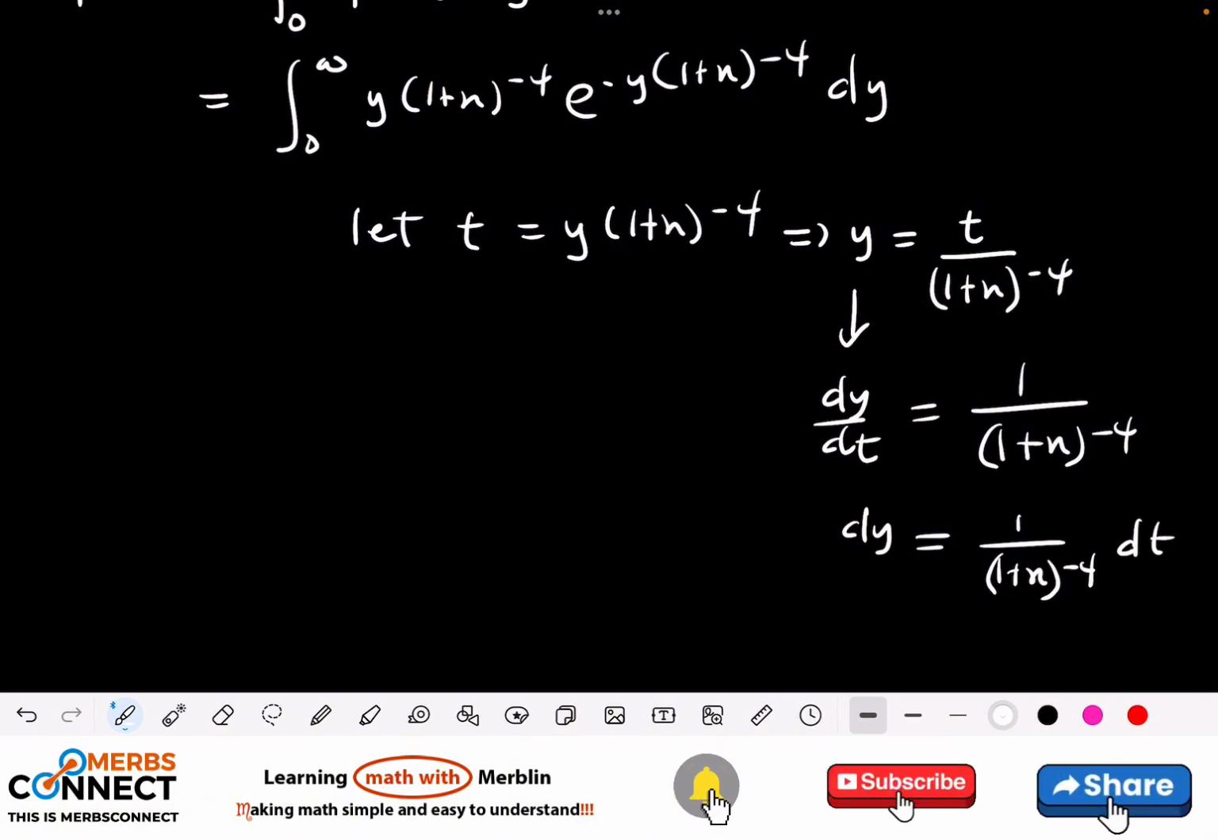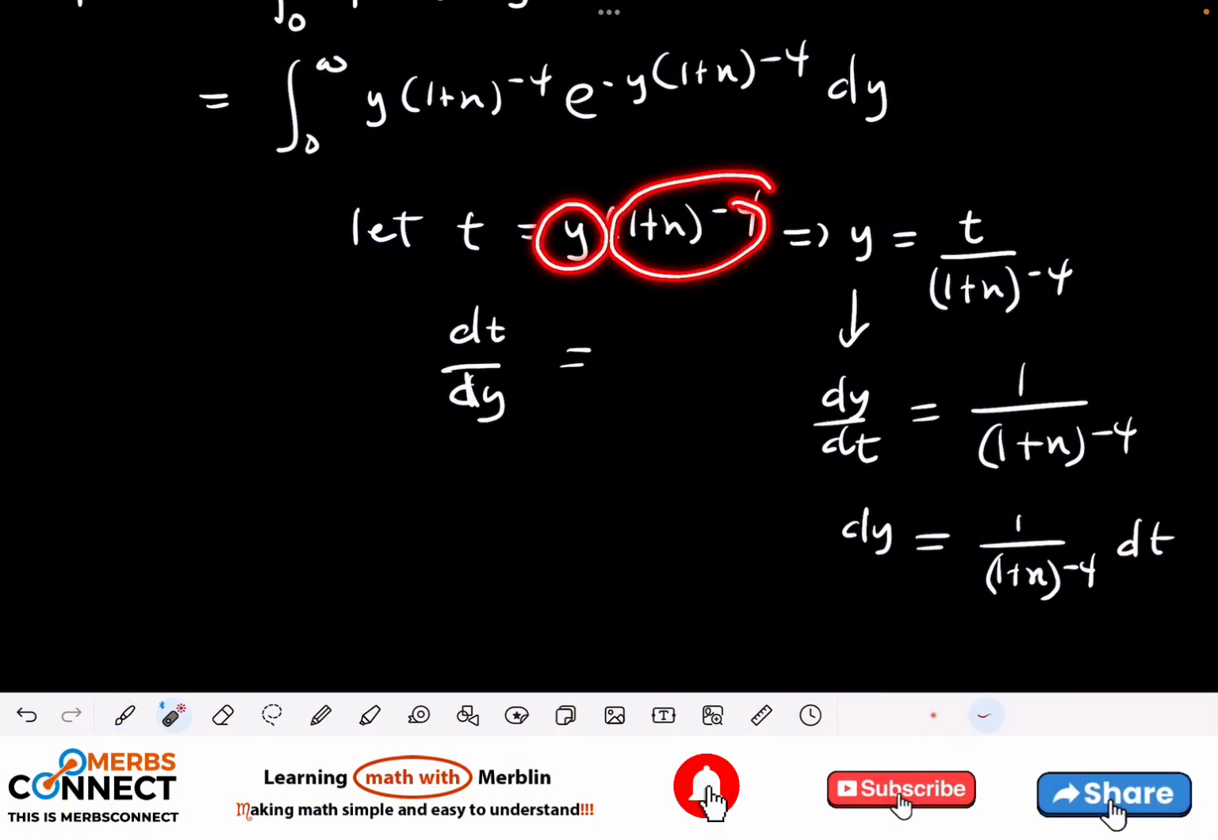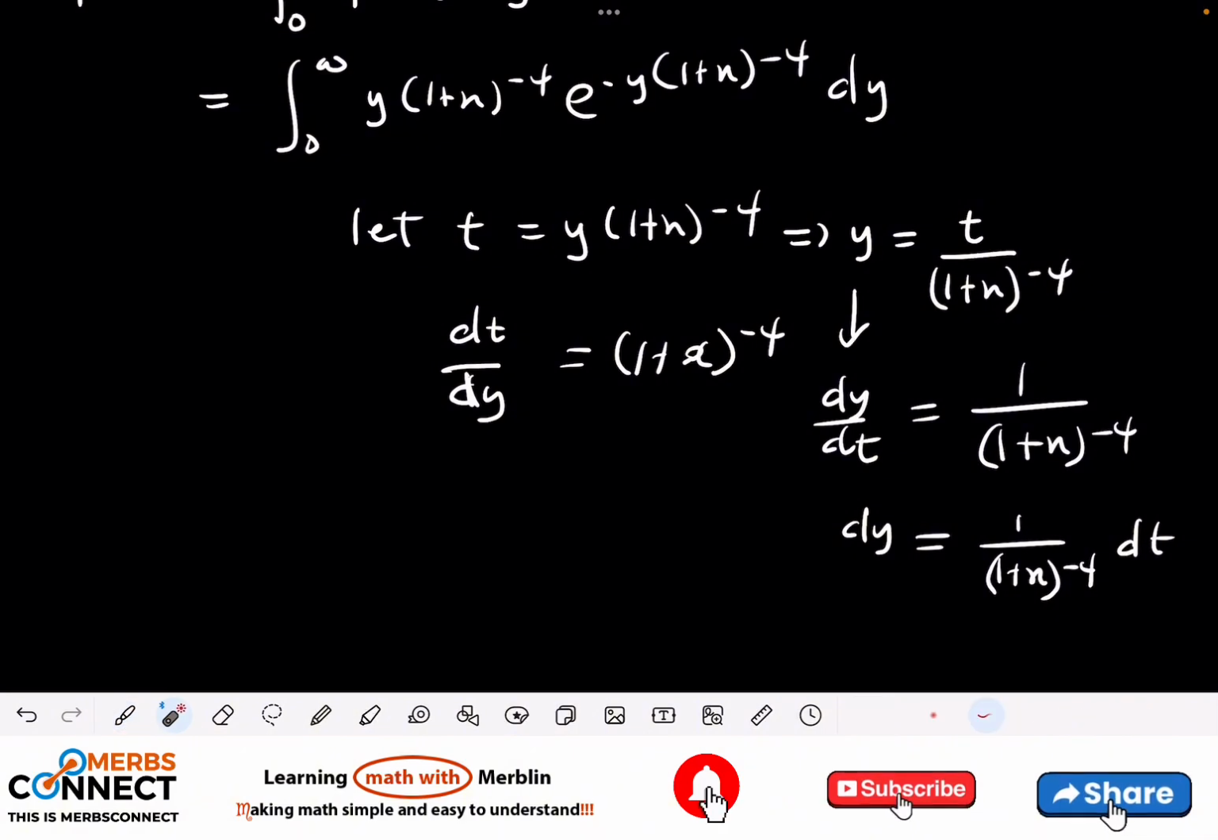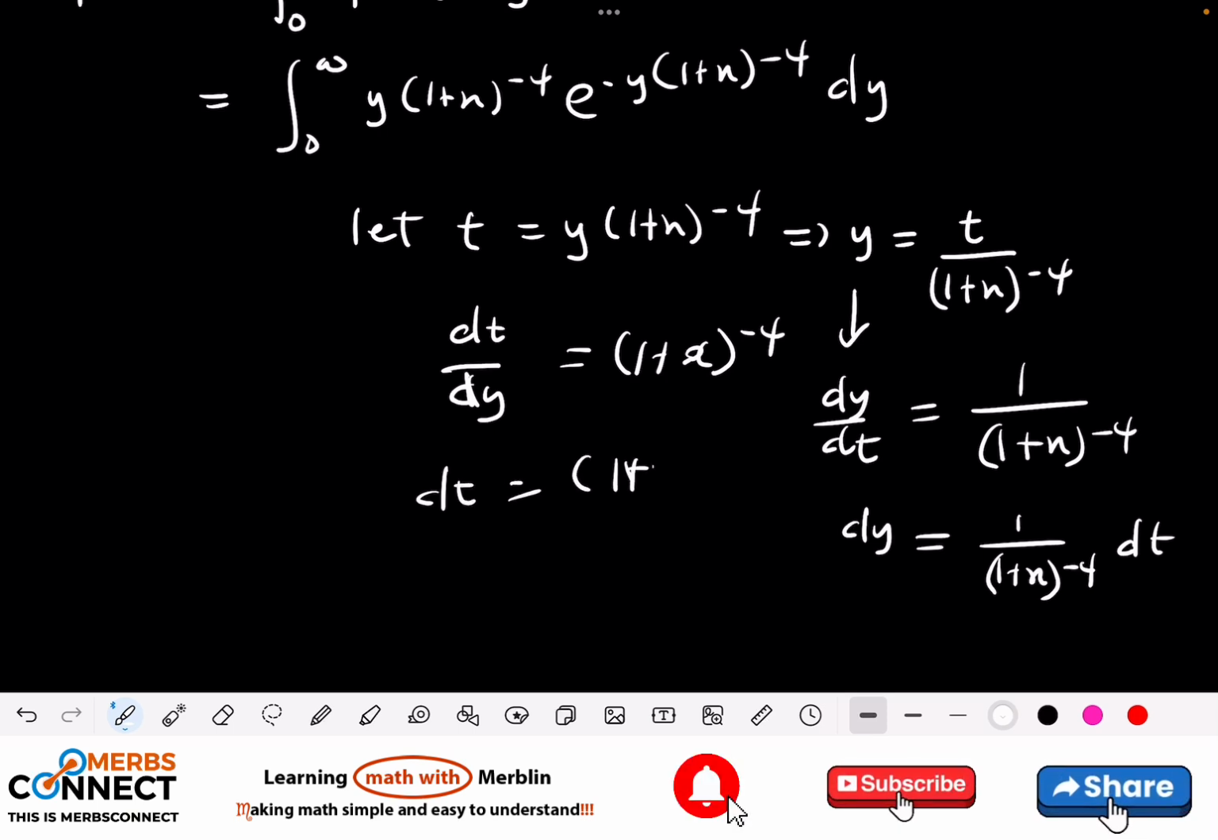Now here we can also do the same thing that we've done here by finding dt over dy. When I do it, this is a constant multiplying y. So when I differentiate y, I'm going to get 1. So this one will be 1 plus x to the power minus 4. And when I make dy the subject here, this is over 1, so 1 will multiply this. Then when I make dy the subject, I'm going to have dt equal to 1 plus x to the power minus 4 dy.